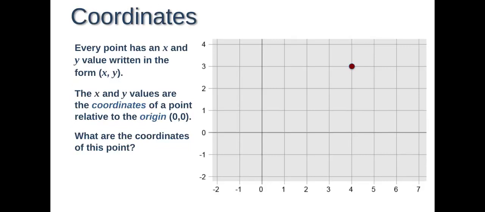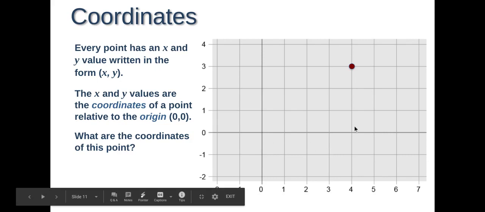So coordinates. Every point has an x and y value written in the form x, y. The x and y values are coordinates of a point relative to the origin, 0, 0. What are the coordinates of this point? If you look at the graph paper over here, you have the dot right here, so we want to figure out the coordinates.